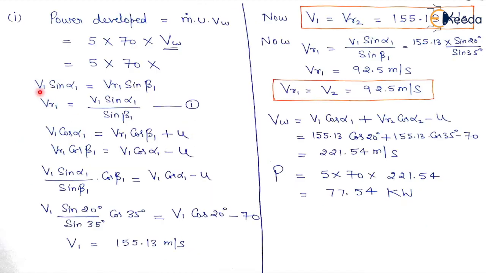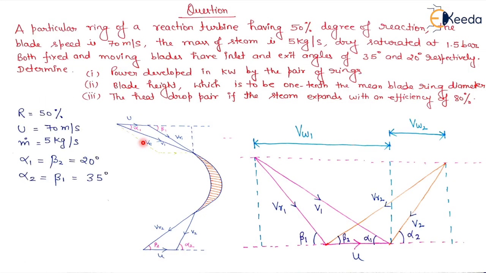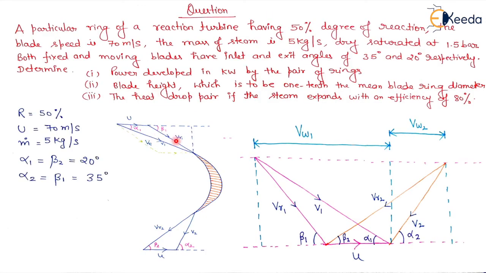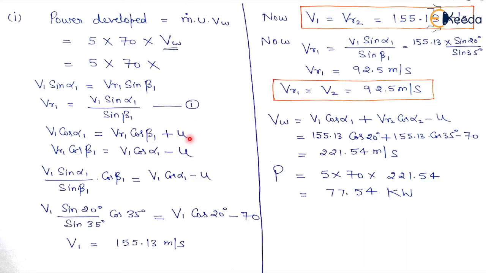So we will use this concept. See here, V1 sine alpha 1, this is the perpendicular for this triangle. This perpendicular value is V1 sin alpha 1. This will be equal to VR1 sin beta 1. You see here VR1 sin beta 1, this is for this triangle. Now from here VR1 is equal to V1 sin alpha 1 by sin beta 1.